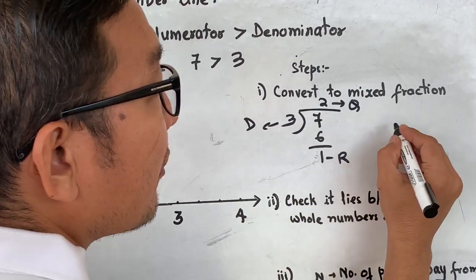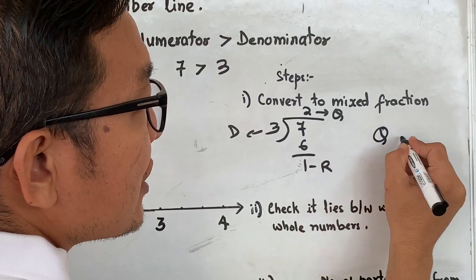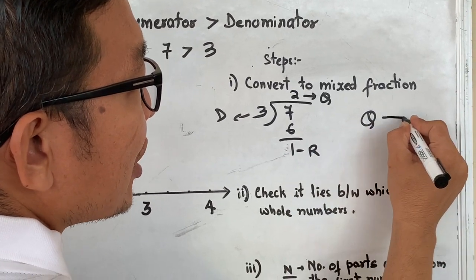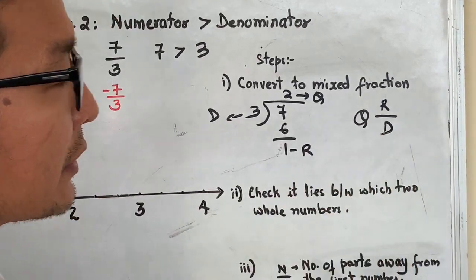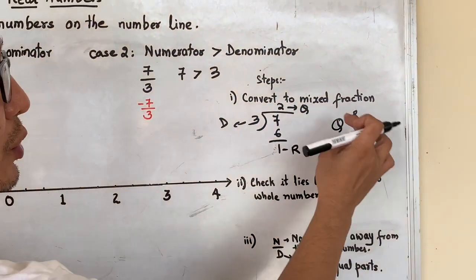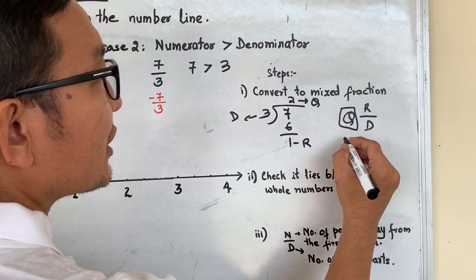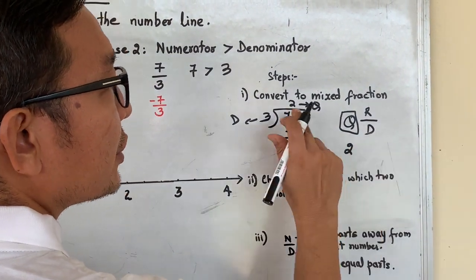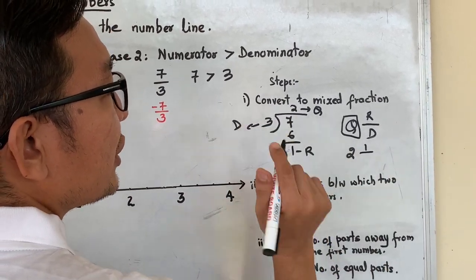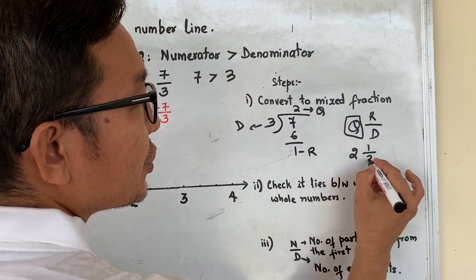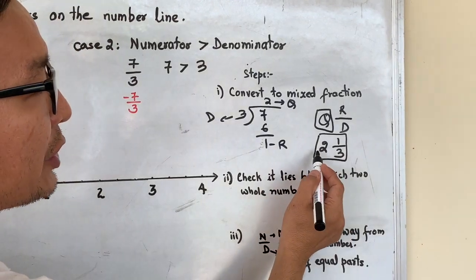So this is how we make a mixed fraction: the quotient, then the remainder upon divisor. So this is a mixed fraction. The quotient is the whole number part. The quotient is 2. The remainder is 1. And what about the divisor? The divisor is 3. So this is how we convert 7 upon 3 into a mixed fraction.